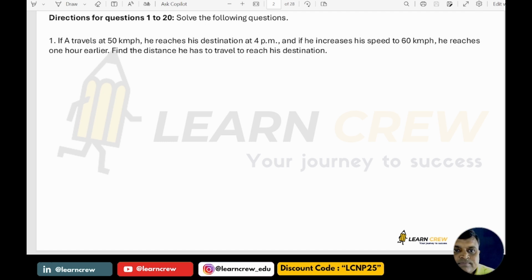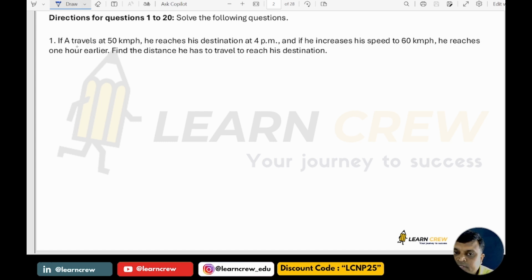See first question, if A travels at 50 km per hour, he reaches his destination at 4 p.m. and if he increases his speed to 60 kilometer per hour, he reaches 1 hour earlier. Then find the distance he has to travel to reach his destination. Please see here. What is given?